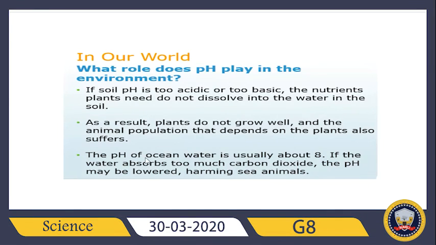What about the pH of the ocean water? Guys, the pH of ocean water is usually about 8, so it's slightly basic. If the water absorbs too much carbon dioxide from pollution, for example, the pH may be lowered, harming sea animals.